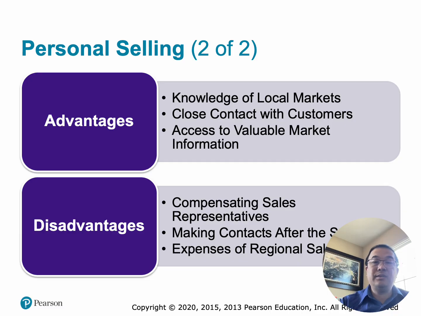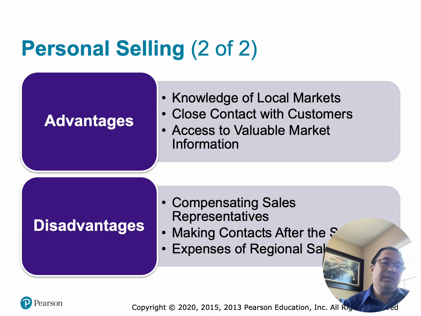Number three, access to valuable market information. Salespeople serve as the company's eyes and ears in the market. They can gather information about customer needs, competitors, new trends, and economic conditions. A sales representative may discover customers want a new product feature before competitors do. This information can help improve products and marketing strategies.